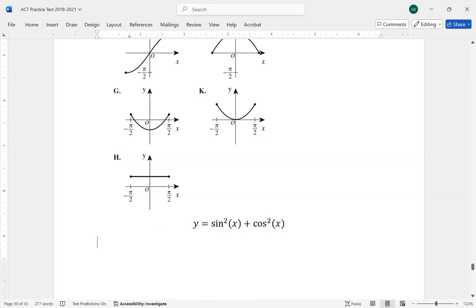They want you to understand that sine squared of a number plus cosine squared of a number is equal to 1. So that's the same thing as just y equals 1 between the values of -pi/2 and +pi/2. Y equals 1 is just a horizontal line, and therefore H is the answer to question 54. So H is the correct answer. That's the graph. It's the same thing as y equals 1.